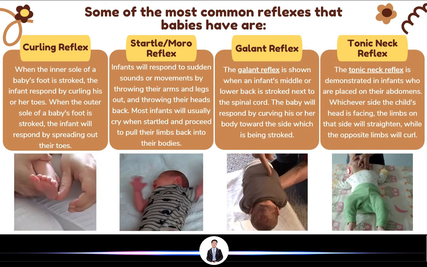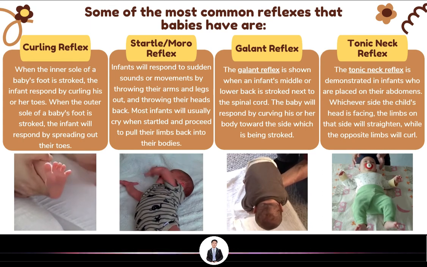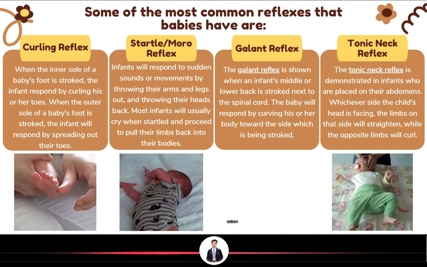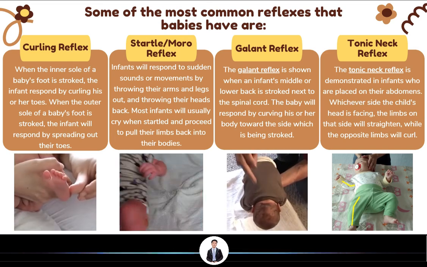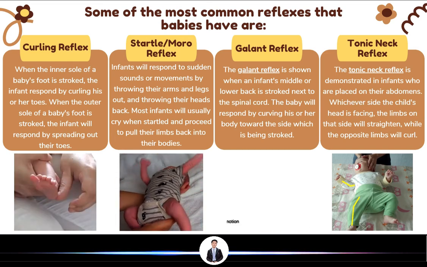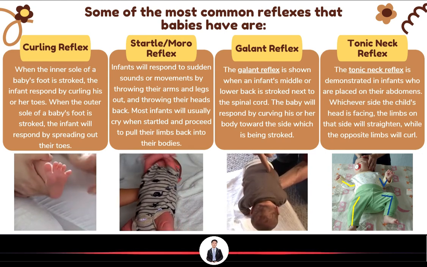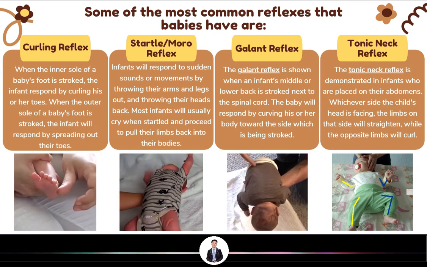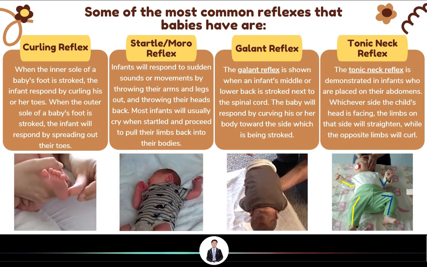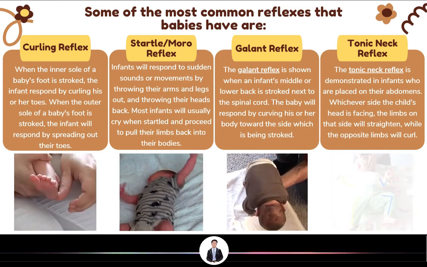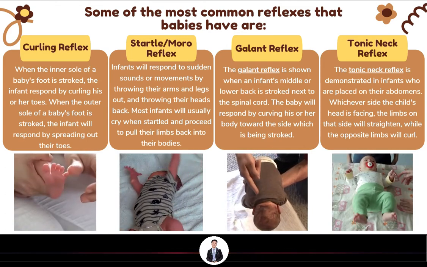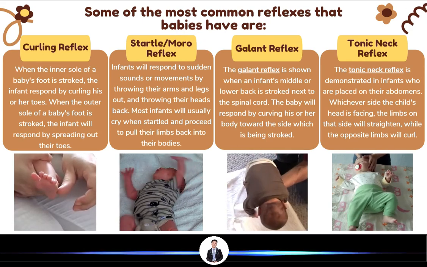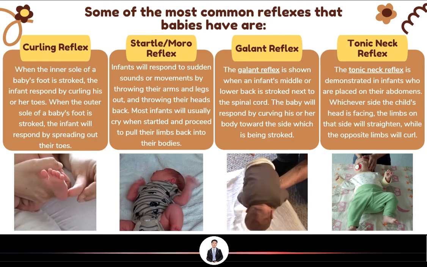Next is the Galant reflex. Galant reflex is shown when an infant's middle or lower back is stroked next to the spinal cord. The baby will respond by curving his or her body toward the side which is being stroked. Now, as you can see, this is an actual test being done. The person strokes the back of the baby on the right side, and the baby curves to the right side as well. Then he strokes the left side, and the baby tends to bend to his left side as well. See? That's it.